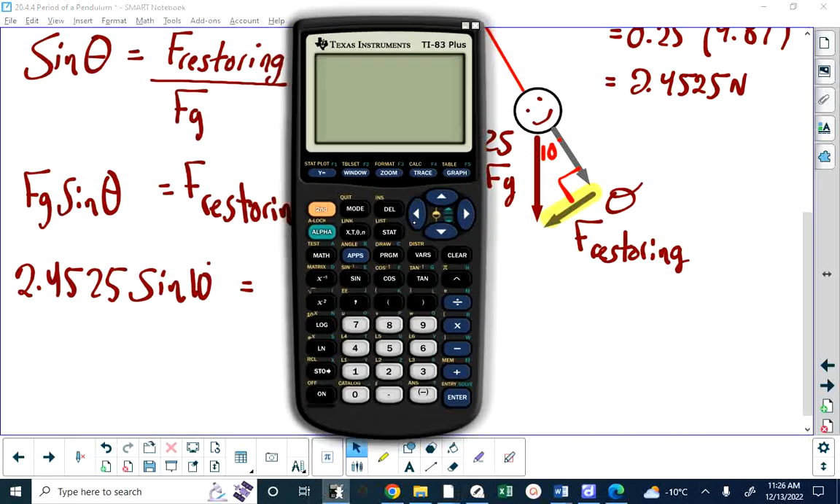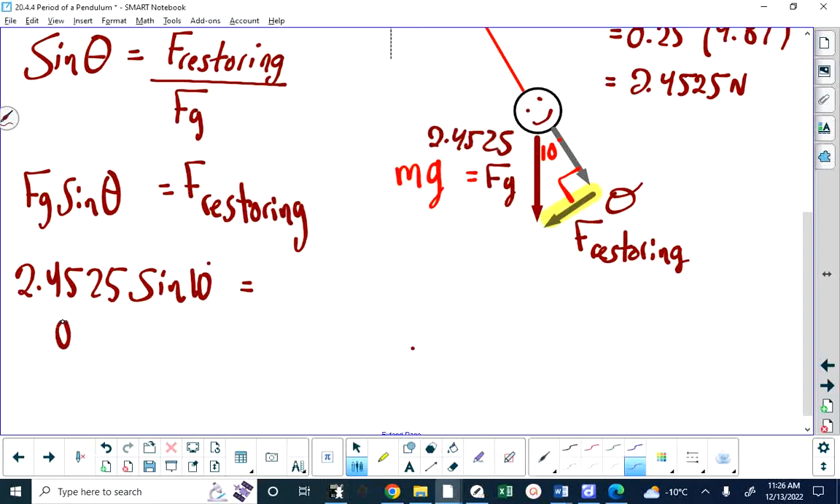All right, let's see what we get for an answer. I need to multiply that by the sine of 10 degrees, double checking to make sure I'm in degree mode, and my calculator is not, so now it is. The restoring force at that point in time is about 0.43 newtons.